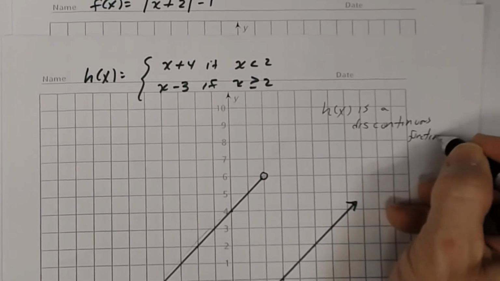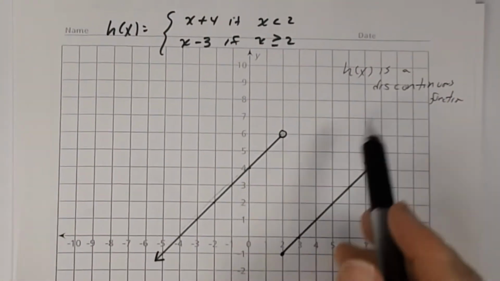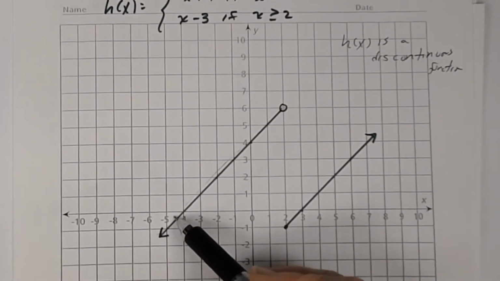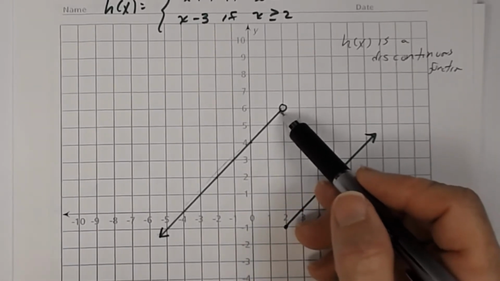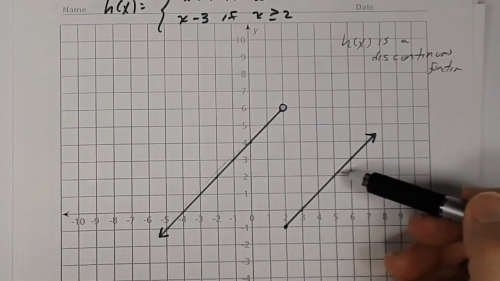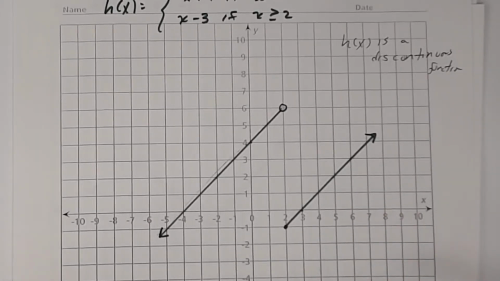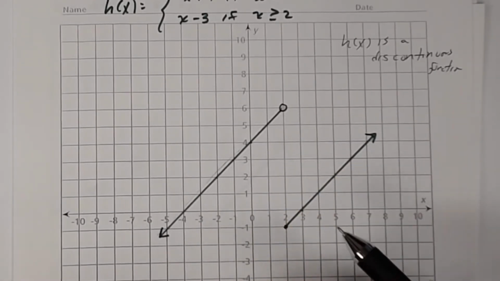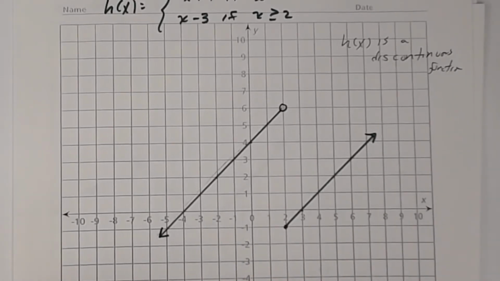Okay, so that's what we mean by continuous versus discontinuous. Discontinuous means that if I trace over the graph, at some point I have to lift my pencil, go to the next part of the graph and continue on. There's a gap, there's a hole in the graph, things like that. There's a hole even here, so that would make it discontinuous.